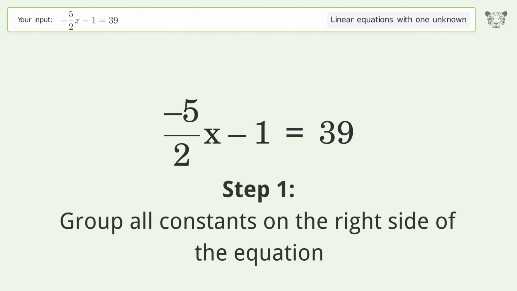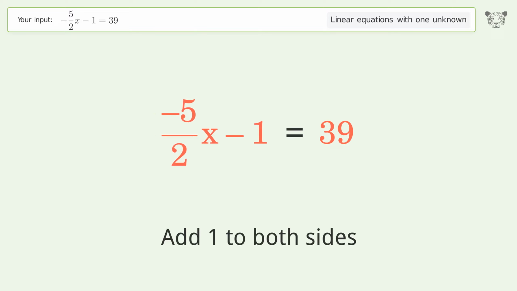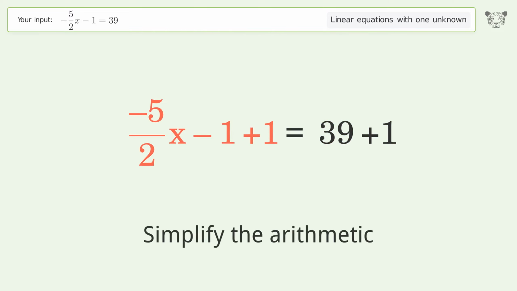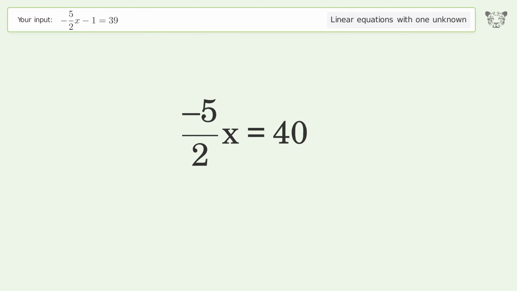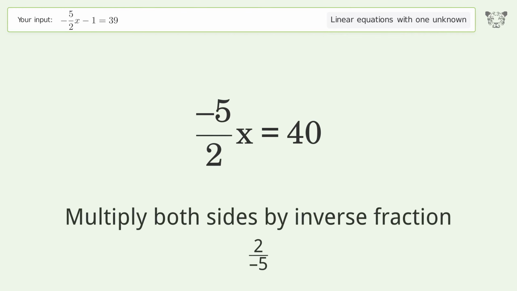Group all constants on the right side of the equation. Add 1 to both sides. Simplify the arithmetic. Isolate the x. Multiply both sides by inverse fraction 2 over -5.